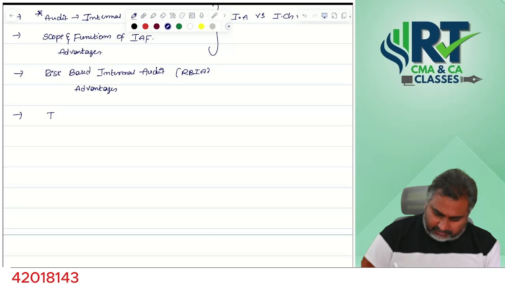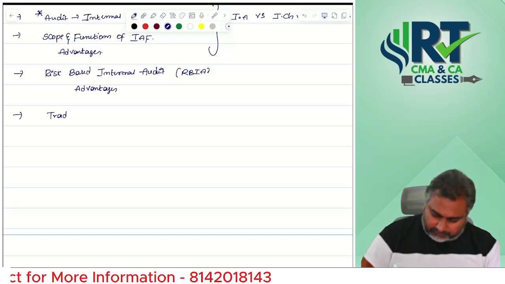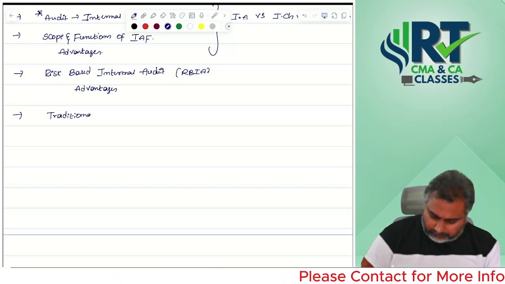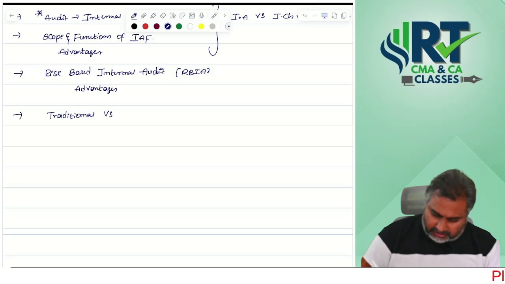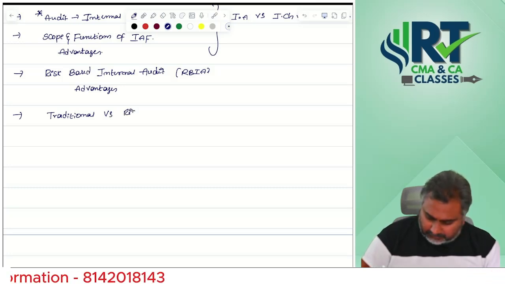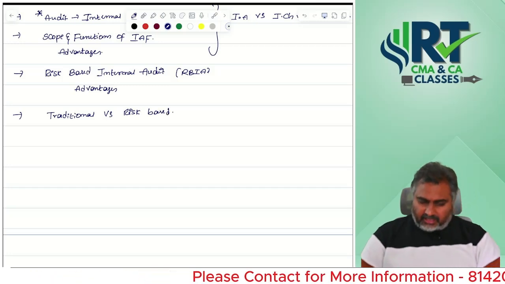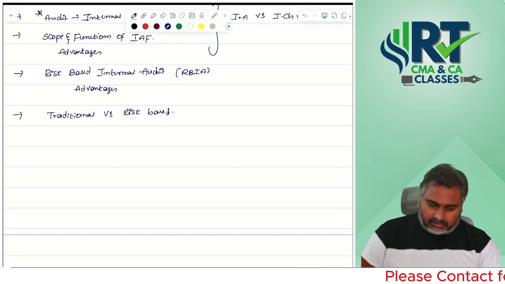Next, traditional approach. Traditional versus risk based approach. The differences are also an important one.